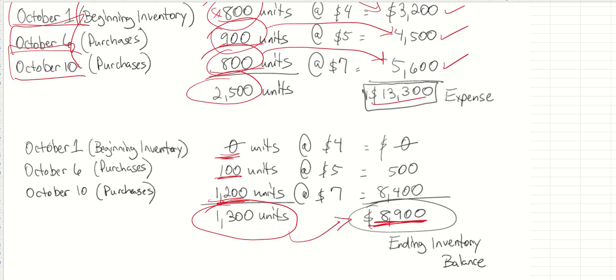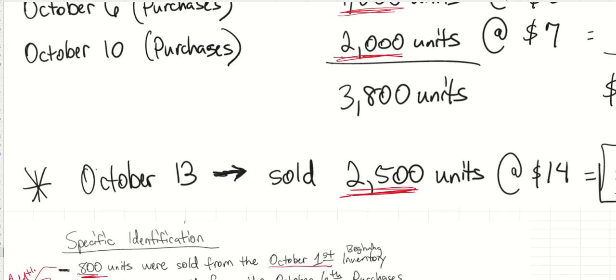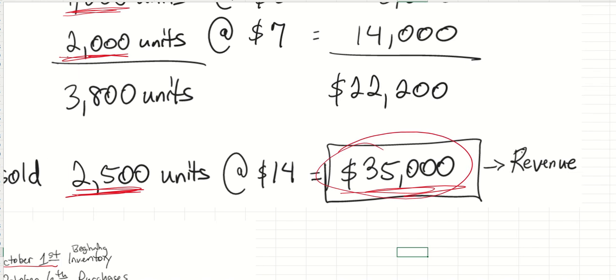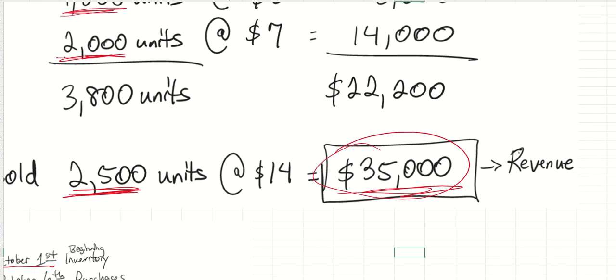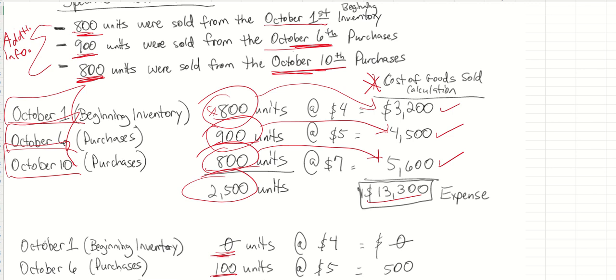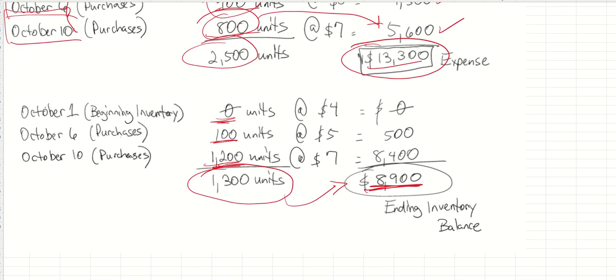So out of these four methods, you'll notice that the revenue that's recorded or reported in the company's books does not change. But what does change among the methods of FIFO, LIFO, weighted average, and specific ID is the cost of goods sold, the expense that's recorded in the company's books, and also the ending inventory balance that's shown in the company's books.